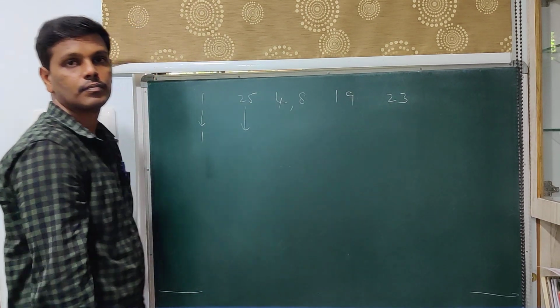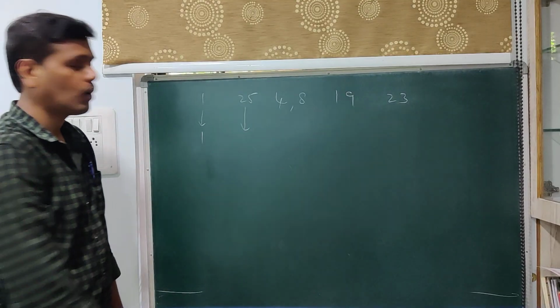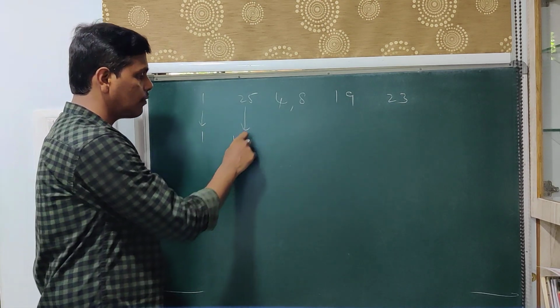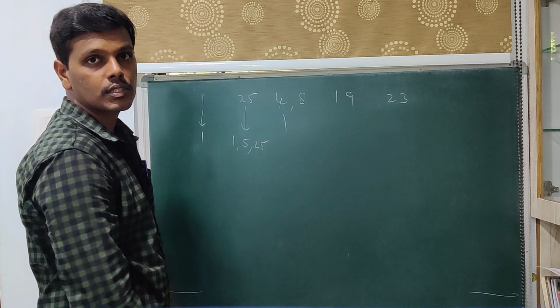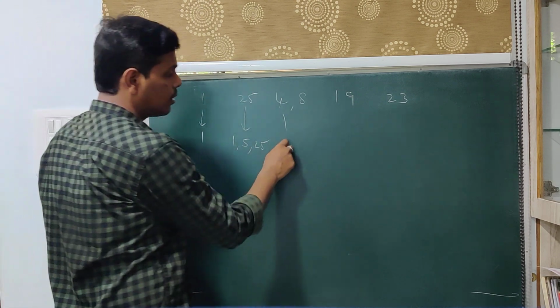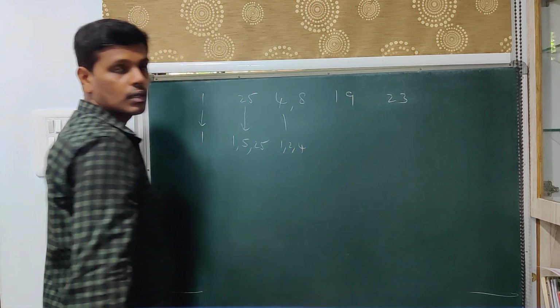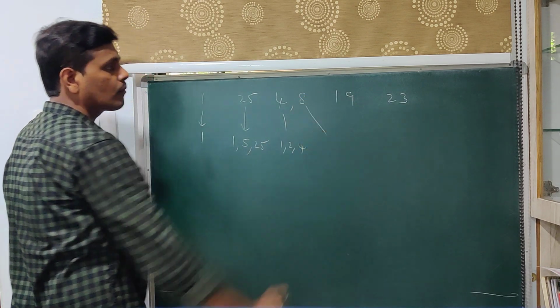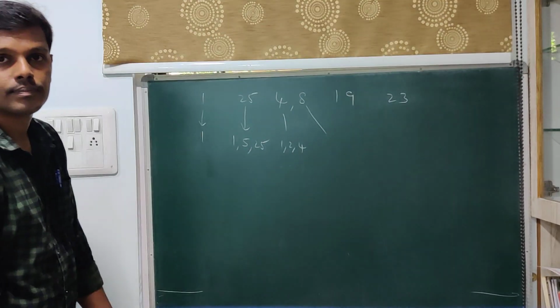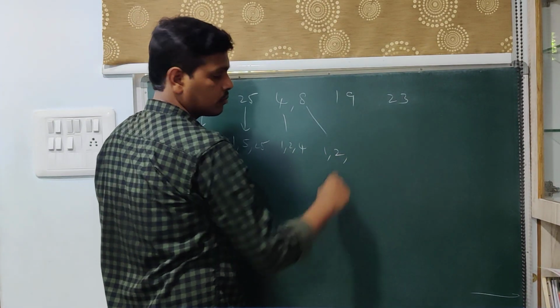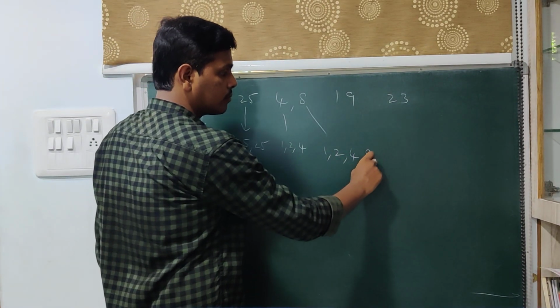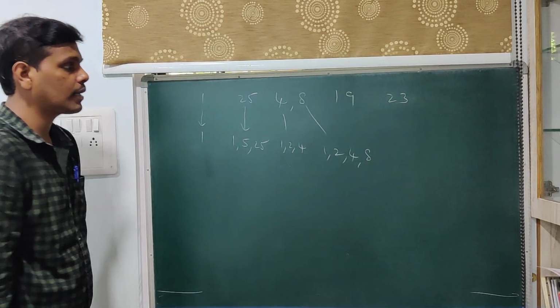Next, 25. What are the factors for 25? That is, the numbers which divide 25: 1, 5 and 25. Next, 4. What are the numbers that divide 4? 1, 2, 4. Then what are the numbers that divide 8? 1, 2, 4, 8. So those are the factors for 8.